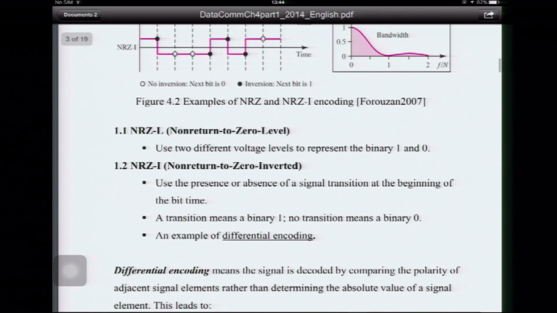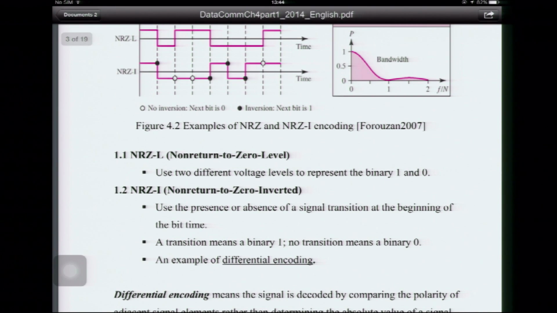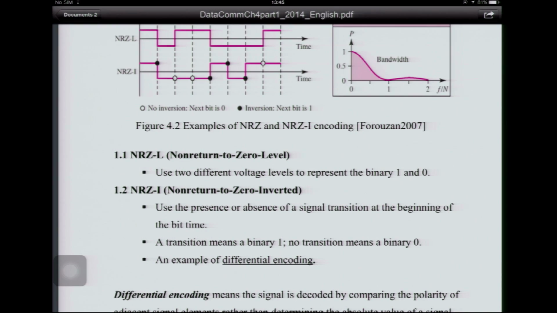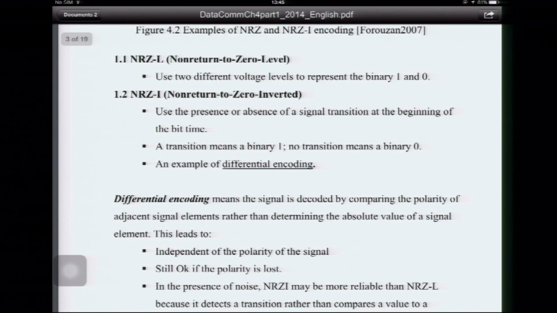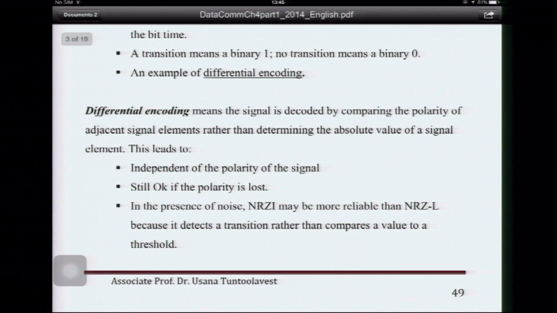This is an example of differential encoding, which means that the absolute value of the bit period does not represent whether it's a 1 or a 0, but the transition at the beginning represents the value 1 and 0. So differential encoding means that the signal is decoded by comparing. It's encoded that way, so it's also decoded that way, by comparing the polarity of adjacent signal elements rather than determining the absolute value of a signal element.